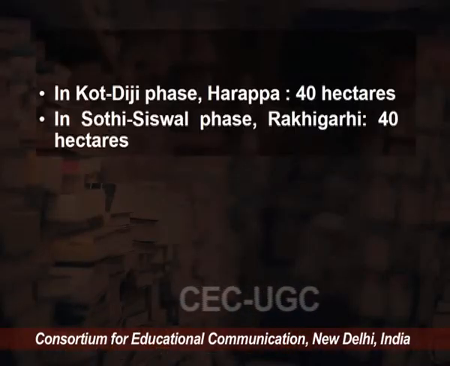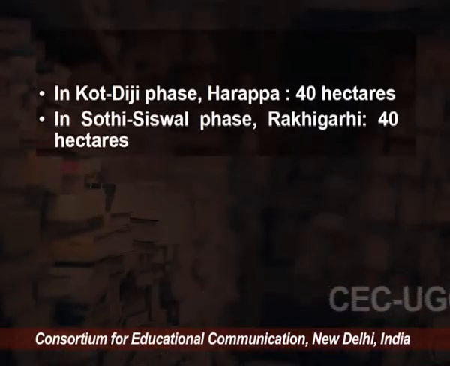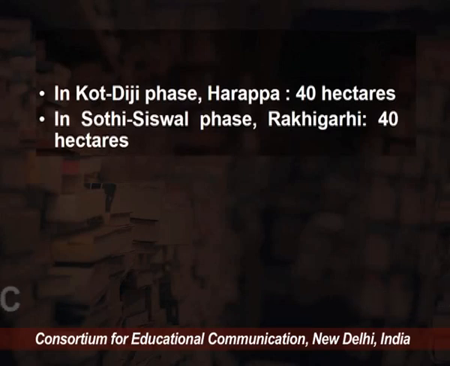In the Sothi-Siswal phase, similarly, Rakhigarhi also is of 40 hectares. So, when you say Harappa, when you say Rakhigarhi, we generally tend to understand them as mature Harappan sites, but it is noteworthy that they existed as sites not as expansive and as magnificent as they appear during the mature phase, but even in the Kotdiji phase or Sothi-Siswal phase, which is early Harappan phase, prior to 2600 BCE, they did exist as sites, and big sites, 40 hectare sites.